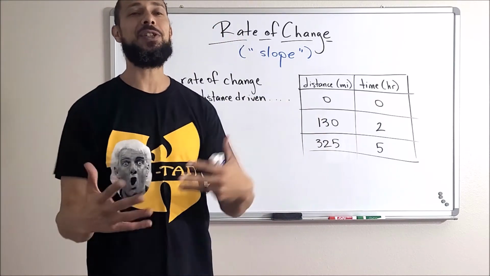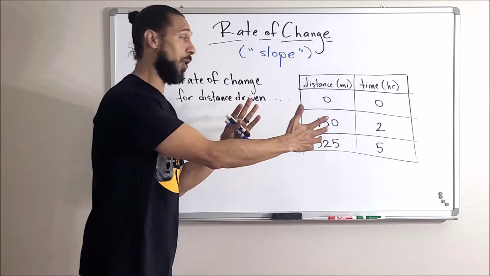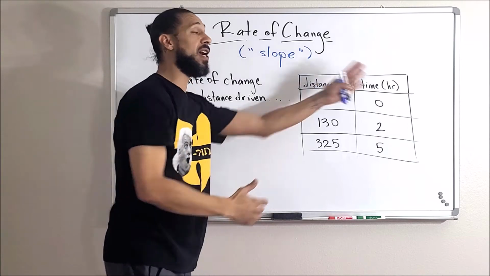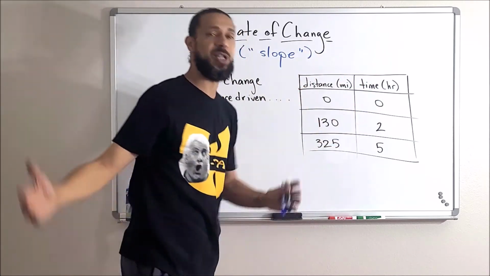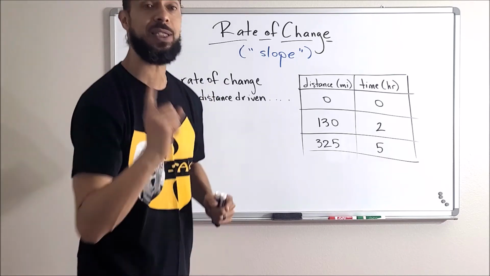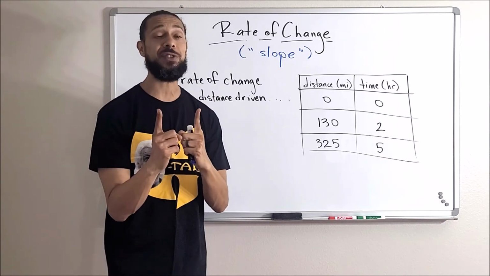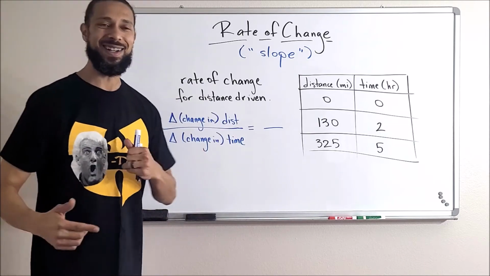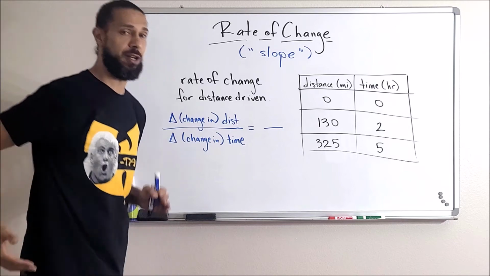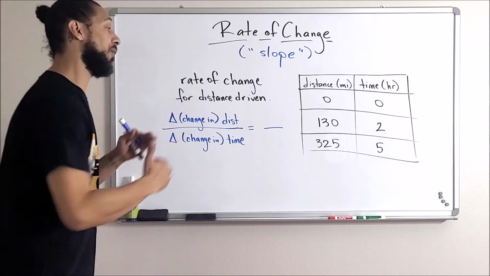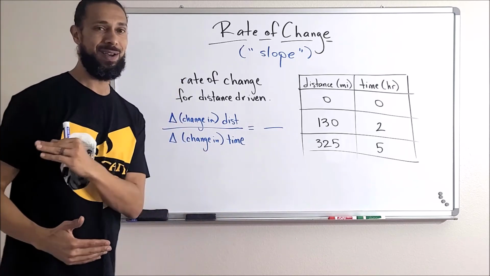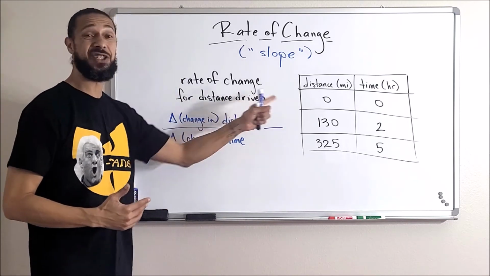Okay, so what about a situation like this, where I have a table where one column is the distance that I have driven in my car, and the other column is the time that I have spent driving. So if I wanted to use this information to calculate a rate of change for my distance driven, let's remember what rate of change is. It's the change in one thing compared to the change in another. And so for this particular case, we're looking for the change in the distance driven over the change in the time.